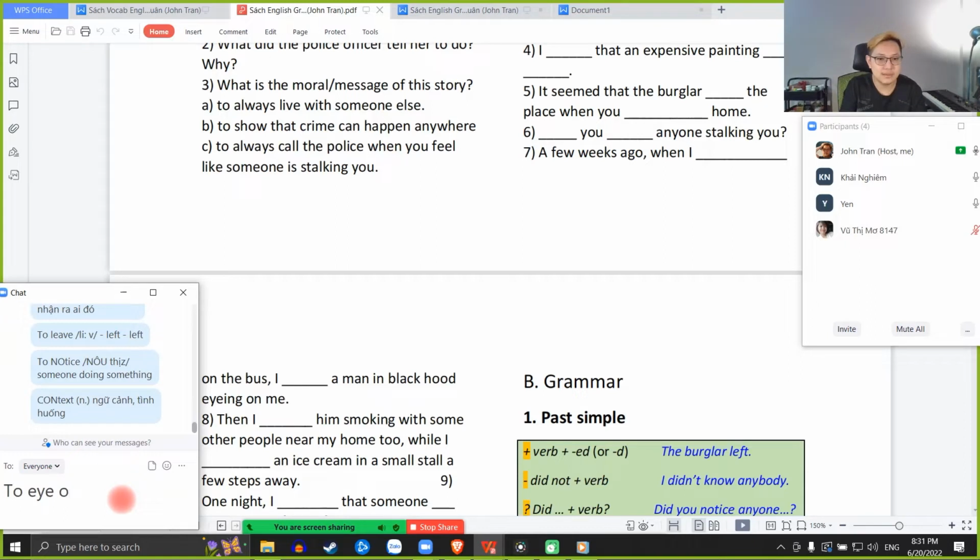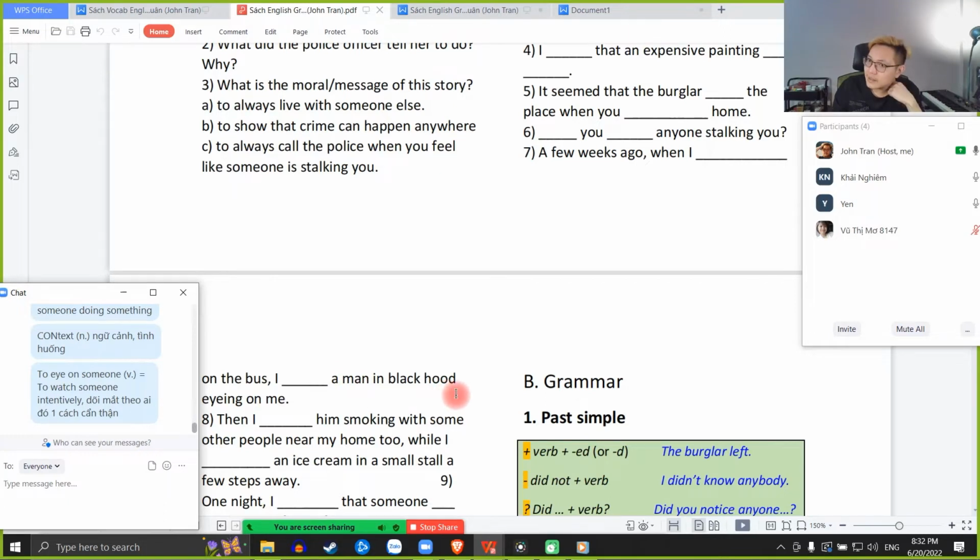To eye on someone means to watch someone intensively. Dõi mắt theo ai đó một cách cẩn thận. Eyeing on someone. Tôi nhận ra một người đàn ông đeo cái hood màu đen dõi mắt theo tôi.